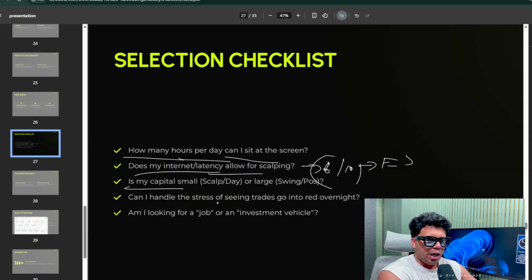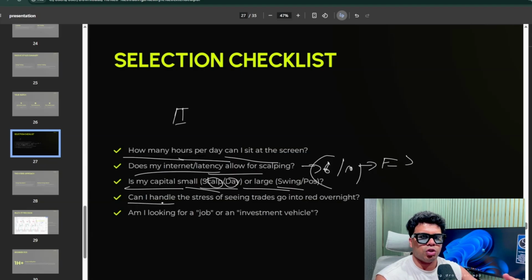Okay, is my capital small? If you have small capital, start with day trading and scalping. If you have large capital, big capital, then you can start with swing and position trading. Okay, can I handle the stress of seeing trades in the red overnight? That's very important. If you have a strong mindset, strong psychology, and can handle high stress, then it's better to do day trading and scalping. Otherwise, if you can't handle the stress in real time, if you have patience, then you can go with swing trading, position trading. Okay, that depends on you.